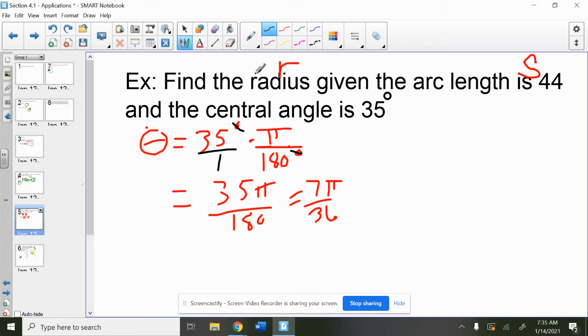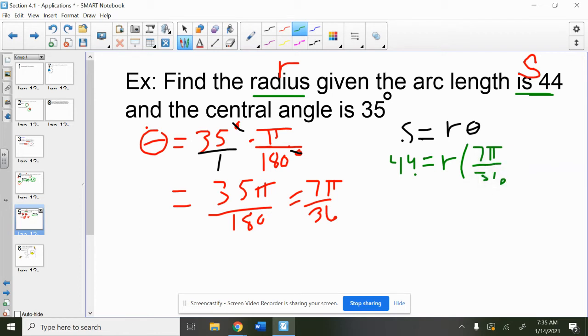And some people say, well, can I just leave it as 35 pi over 180? That's fine for your calculation. Some people say, well, can I have a decimal? As long as you round out enough decimals, you'd probably be okay. So then this gives me S equals R theta. So plug in what we know. Well, we know S is 44. So notice that that's going to go here. We don't know what R is because it told me to find the radius at the very beginning. And we know that theta is 7 pi over 36.